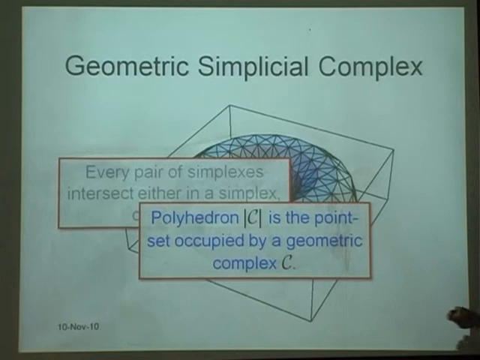Okay, and we talked about the polyhedron. We want to distinguish between the point set that a complex occupies and its combinatorial structure. We'll use the absolute value sign to be the polyhedron, and this to be the combinatorial thing. And often we'll be kind of casual about this distinction. I'm not going to be pedantic about it.